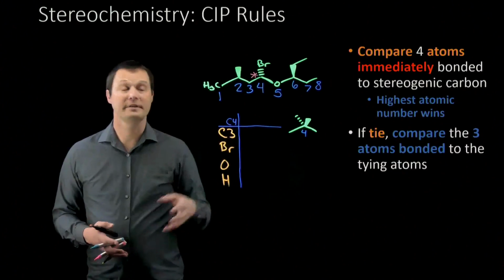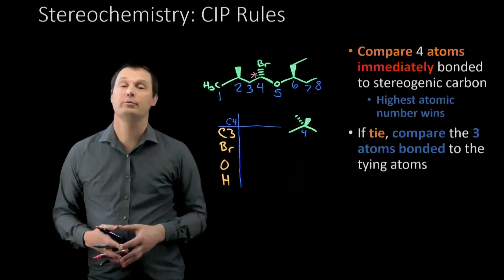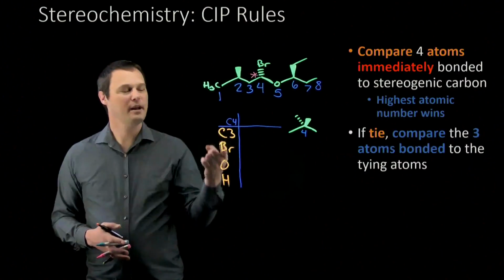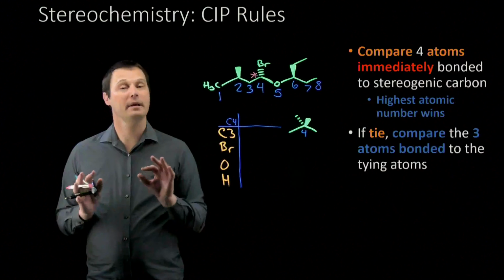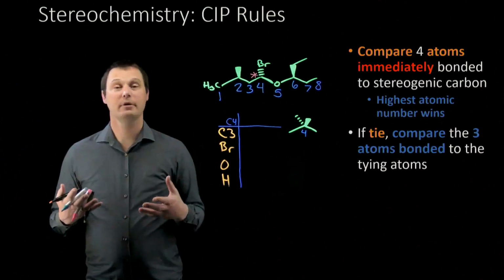In this case, all 4 of these elements are unique, so we can go ahead and give our priority labels right away. According to the CIP rules, once we find a point of differentiation between the elements, we can assign the priorities based on atomic number and atomic number only. The larger the atomic number, the higher the priority.